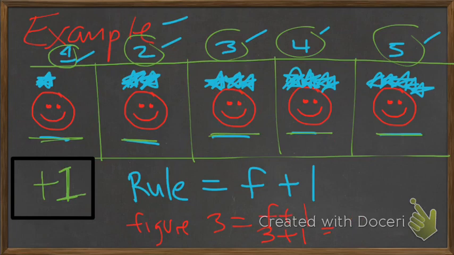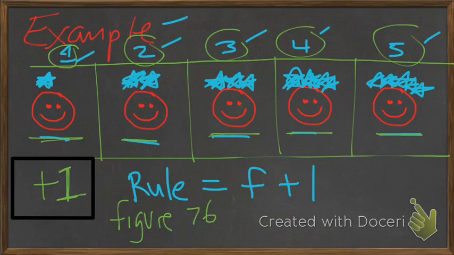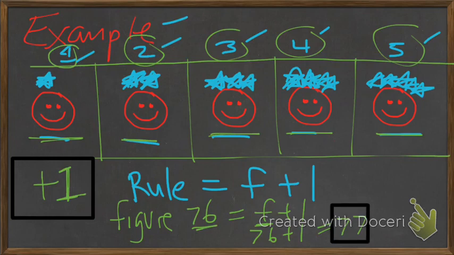If we wanted figure 76, F plus 1, but we know F will be 76. 76 plus 1, and that'll equal 77. Any number we want to put into that variable. We can take any number. That variable represents any number we want.